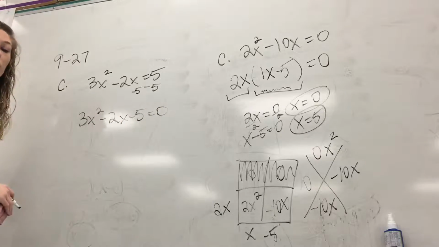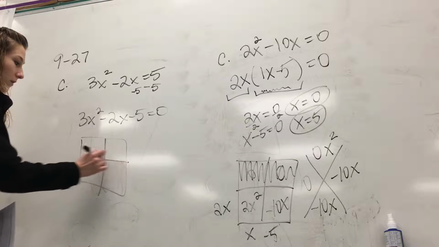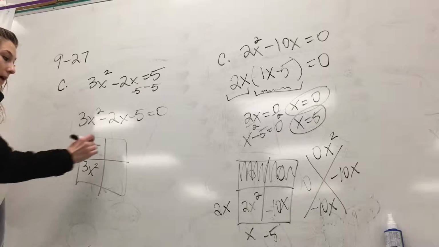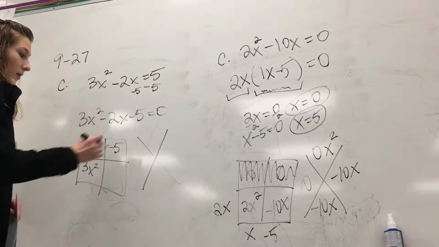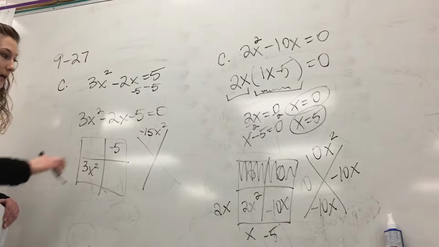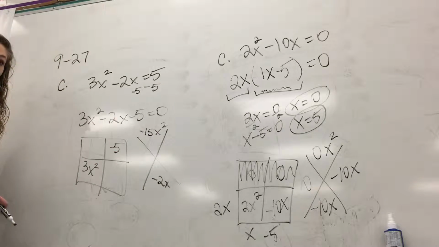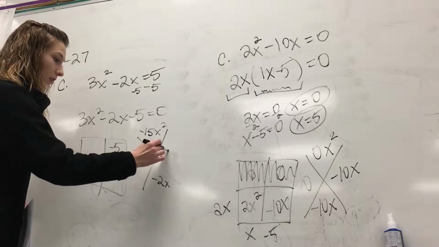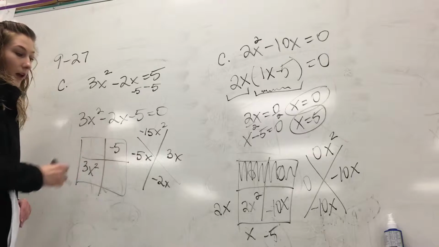Okay, so then I'm going to do the box and the diamond with this. I'd have my 3x squared in the bottom left corner, my minus 5 in the top right, and multiply that together, I get negative 15x squared. The bottom of the diamond is from the middle, so negative 2x. Things that multiply to 15 could be 5 and 3, and I'm trying to make them add to negative 2, so I'm going to make this be a negative number.